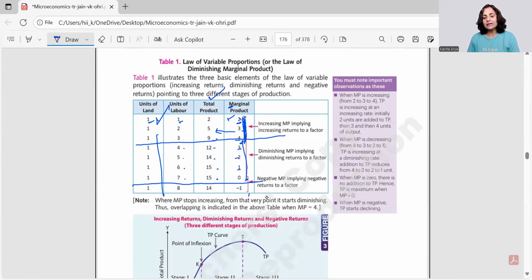So till it is increasing, this is called increasing returns. Till it is decreasing but is positive, not in the negative zone, it becomes diminishing returns. And when it is negative, it becomes negative returns, right? These are the 3 stages. So this is important from practical aspect also. Numericals are given and you are asked to find out and highlight the stages. So you would be just checking the trend of MP to know about the stages.